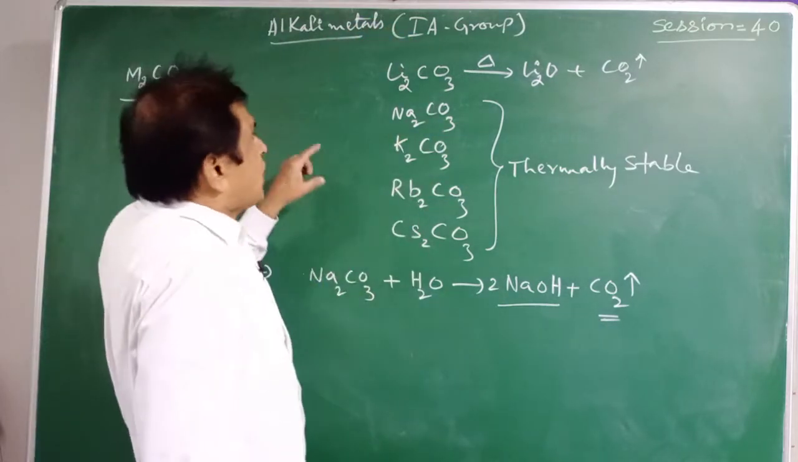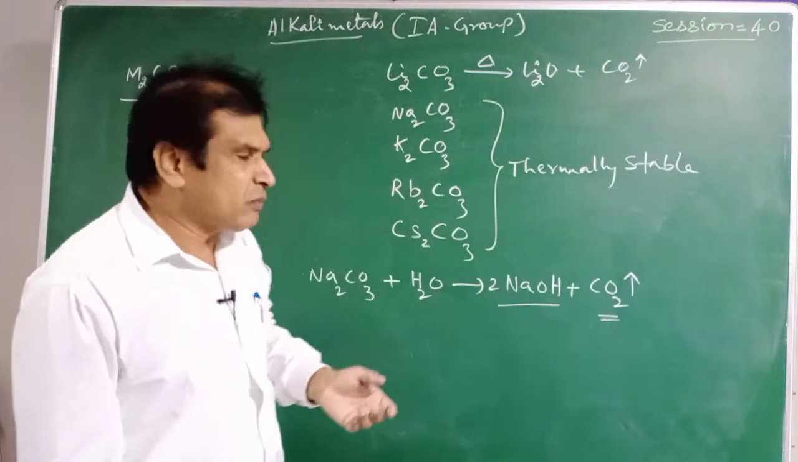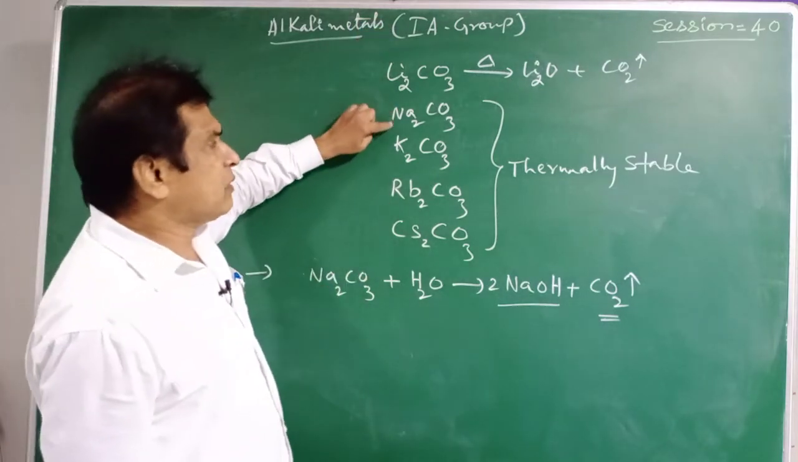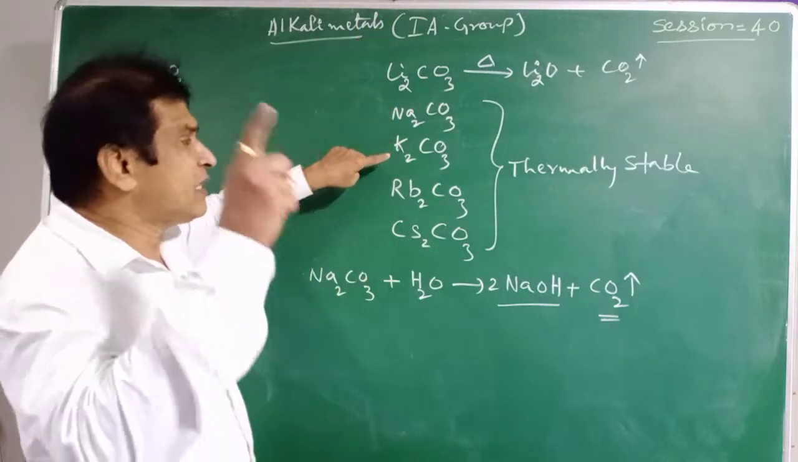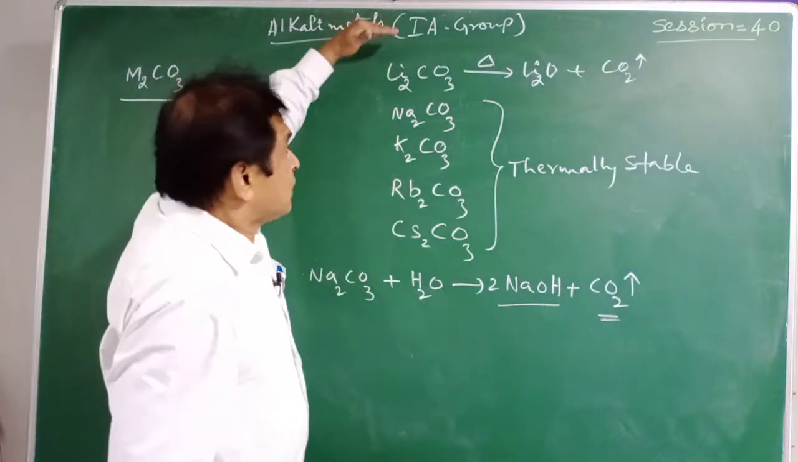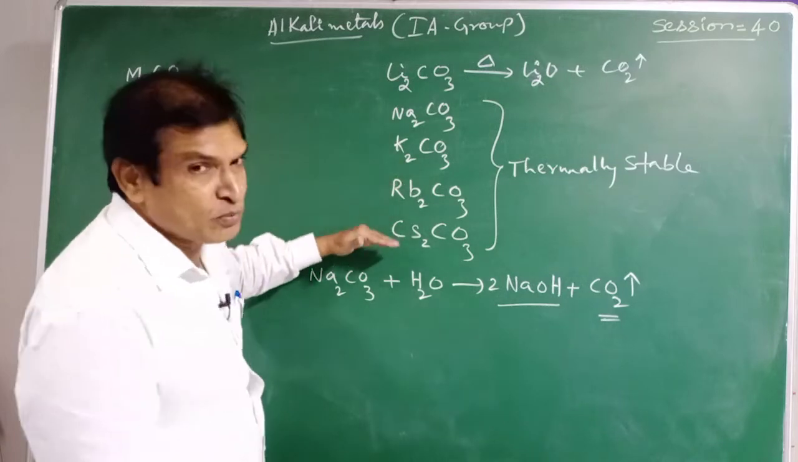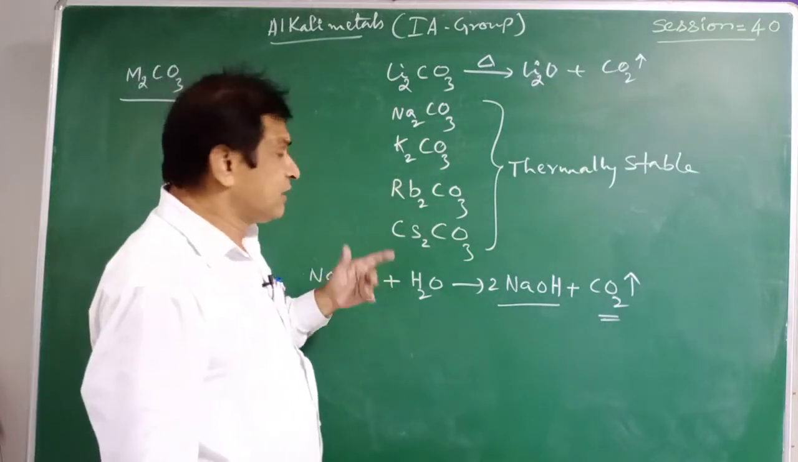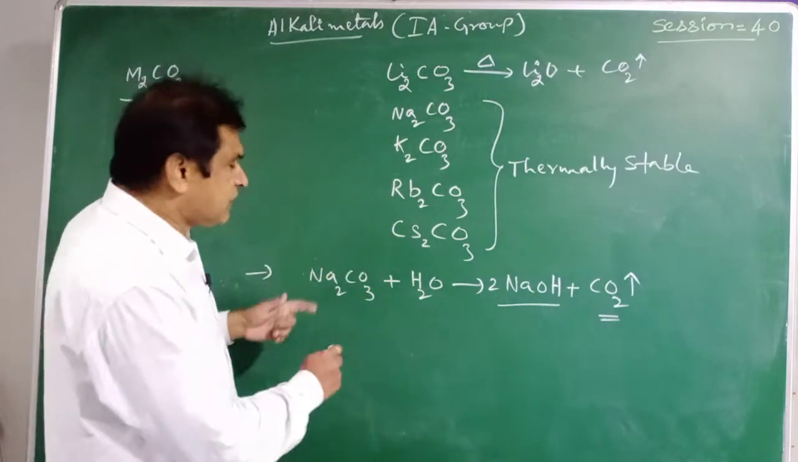First point, solubility of the carbonates: lithium carbonate is less than sodium carbonate, less than potassium carbonate, less than rubidium carbonate, less than cesium carbonate. The solubility of the carbonates increases from top to bottom. That is a very important point. Next one is solubility.